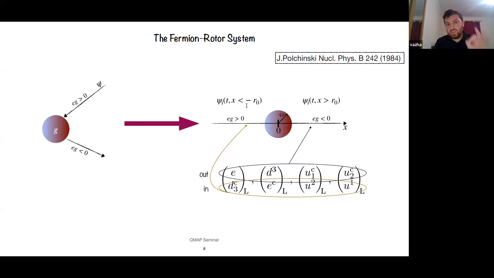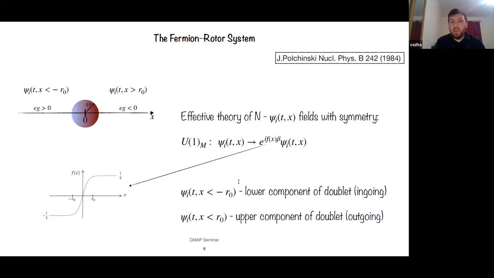So we will introduce one fermion field that is purely right mover for each doublet, such that if this field is evaluated at negative direction, it corresponds to the lower component of the doublet, and if it is evaluated at the positive direction, it corresponds to the upper component of the same doublet. And now we can write down an effective theory for this field.